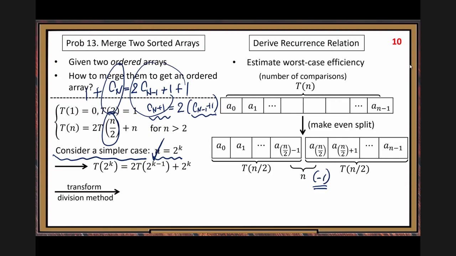Division method. Division by power of 2, 2 to the kth power. This transformation, division. After this, after cancellation, can you see a similar structure on both sides?